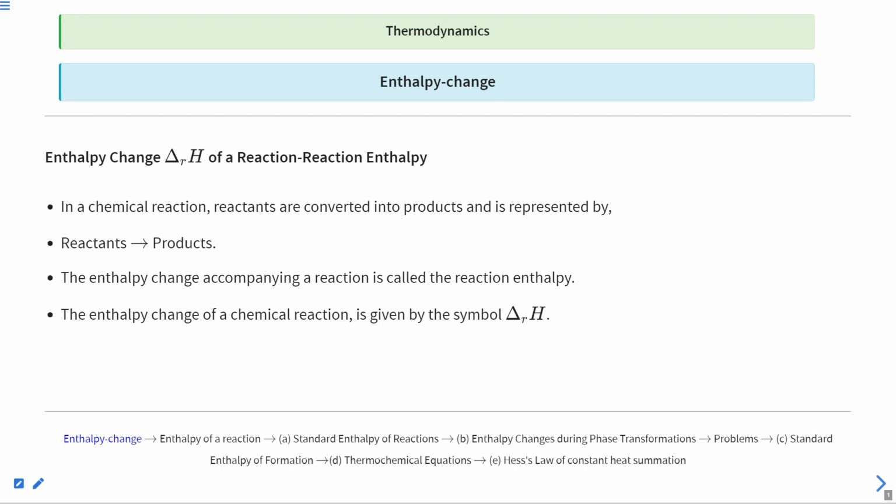Now we will move to a general statement. Suppose in a chemical reaction, the reactants are converted into product, right? So we can simply denote it with this notation, that is reactant is getting converted to product. Now the enthalpy change related to that reaction is called simply reaction enthalpy, and its symbol is ΔrH, that is enthalpy of a reaction. Now we'll talk more and more about this enthalpy of a reaction throughout the lecture, and that reaction can be of different types. It can be phase transformation, it can be combustion, it can be formation. So we'll talk about each of these.